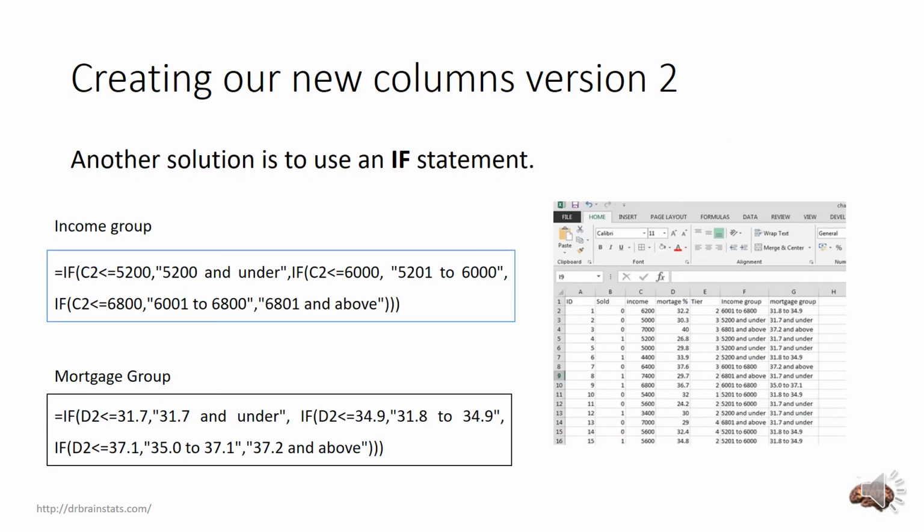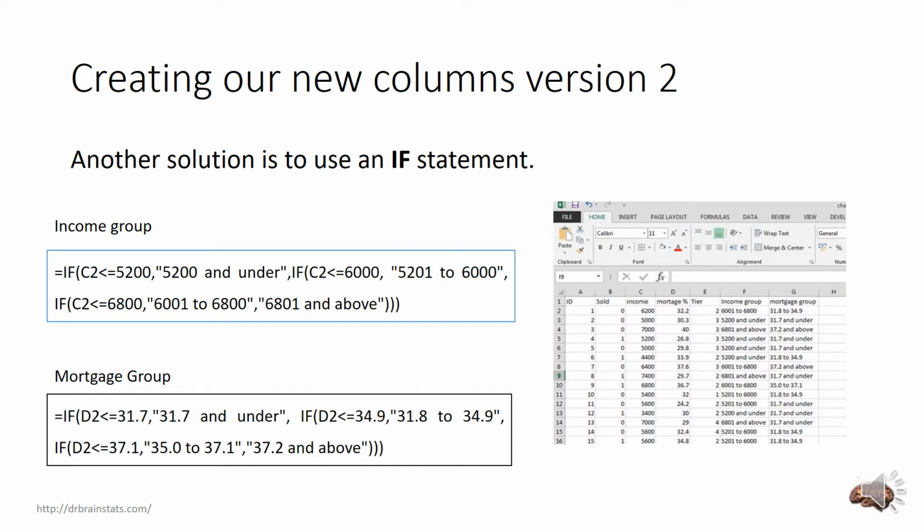For version 2, we could use an if statement. I will briefly describe the income group if statement. So you can see we've got the if statement there, open bracket. Now C2 is less than 5,200, label it 5200 and enter.